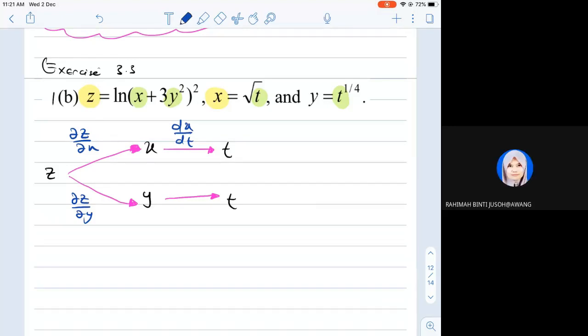Understand. Okay. How about the second one? From y to t, what's the operator? dy over dt. Okay, well done. dy over dt. Okay, very good guys.